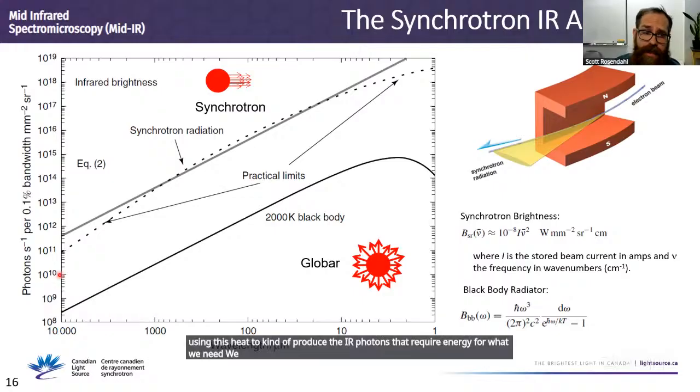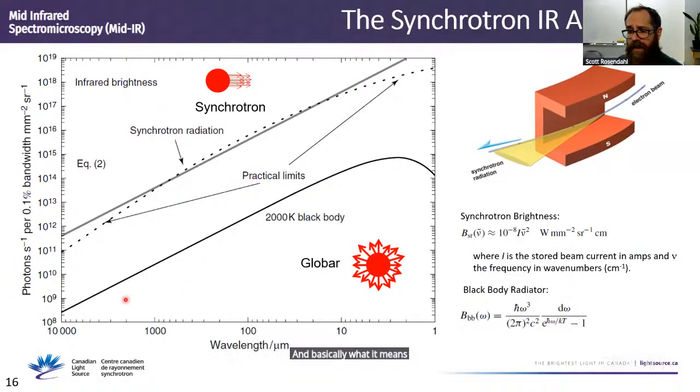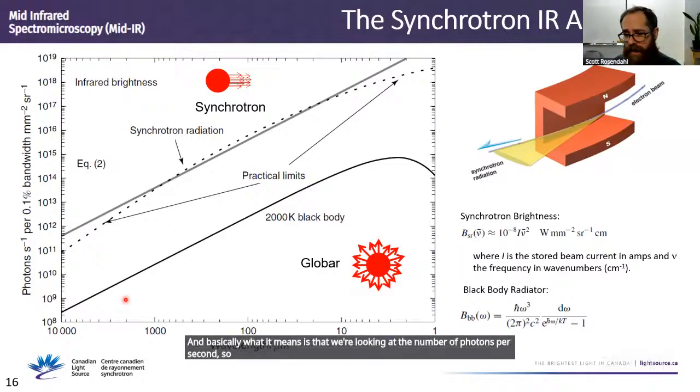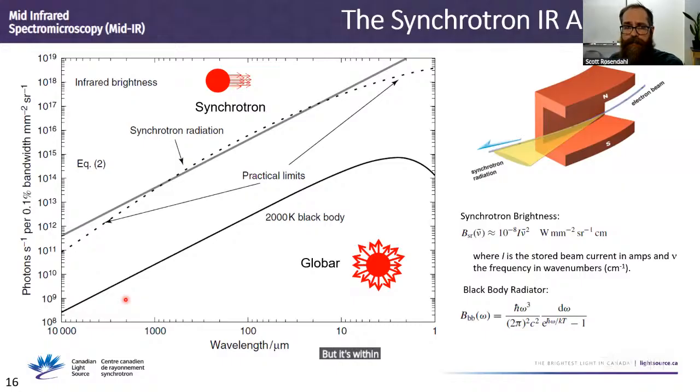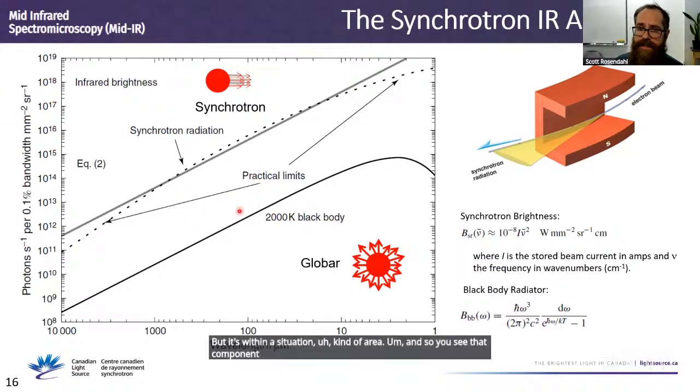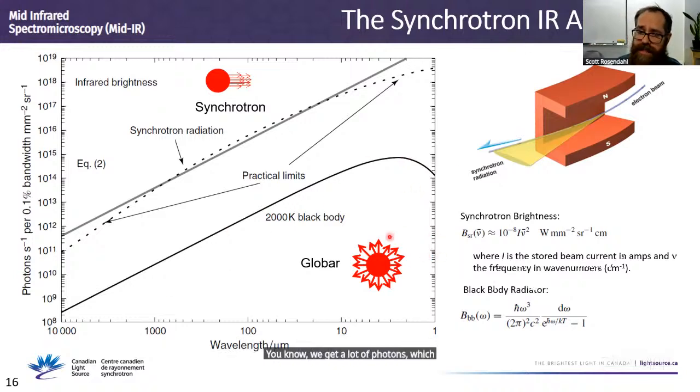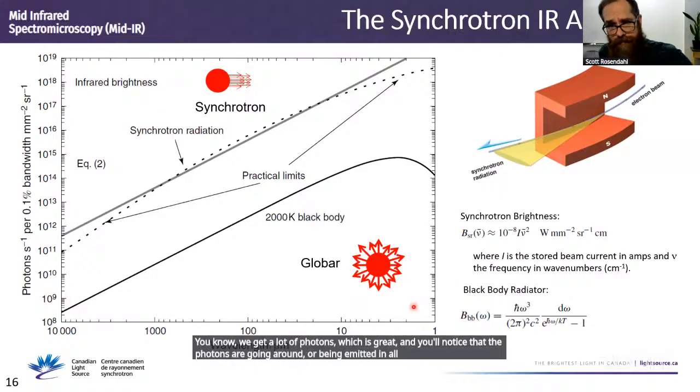We in synchrotron land like to talk about brightness, and those are the units I'm using over here. Basically, we're looking at the number of photons per second, so kind of a flux, but within a steradian kind of area. So you see that component here. With the conventional glow bar source, we get a lot of photons, which is great, and you'll notice the photons are being emitted in all directions.